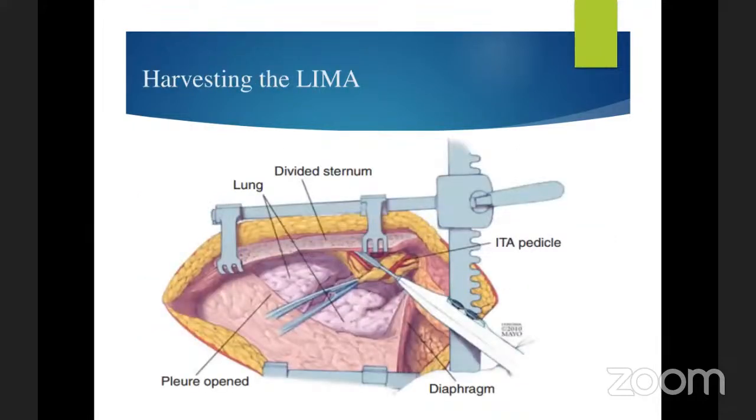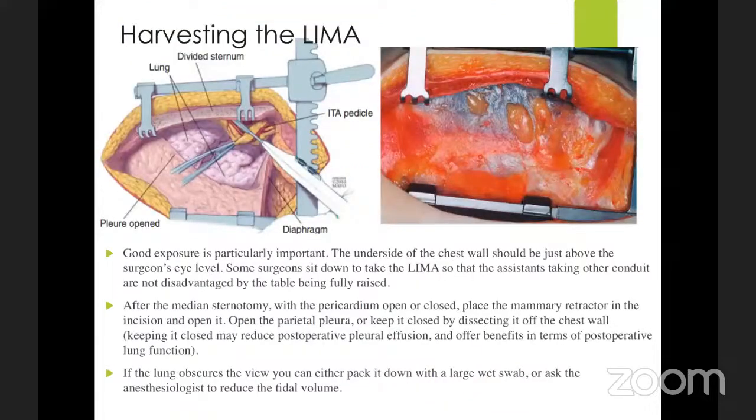So we'll move to how to harvest the LIMA. Good exposure is particularly important. The underside of the chest wall should be just above the surgeon's eye level. After the median sternotomy, with the pericardium open or closed, place the mammary retractor in the incision and open it.